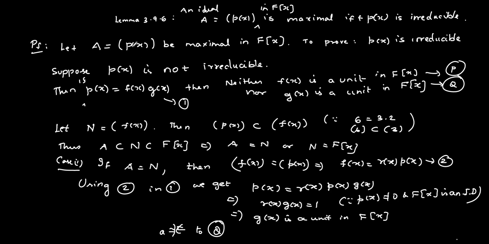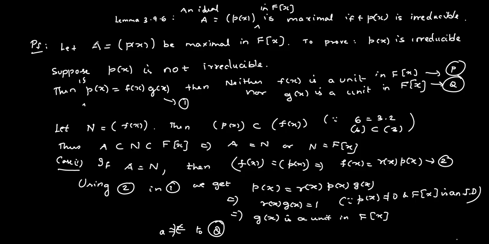In this video, the last lemma of the section, namely lemma 3.9.6, is proved. The statement of that lemma is: an ideal A generated by this polynomial p of x in F[x] is maximal if and only if p of x is irreducible.